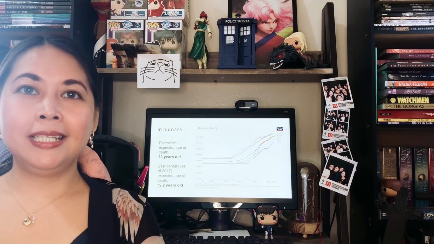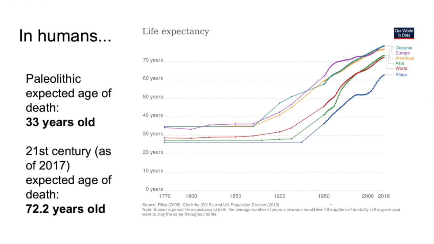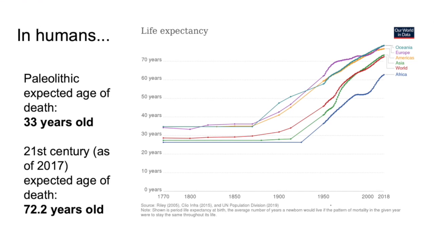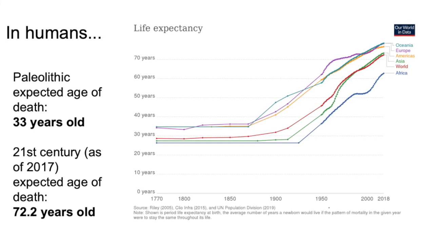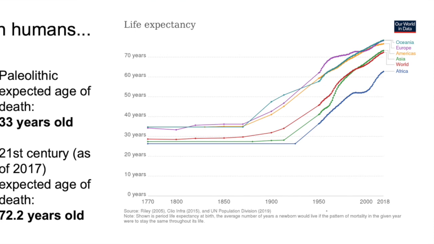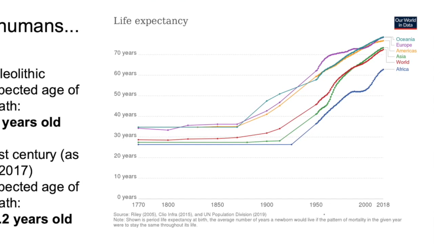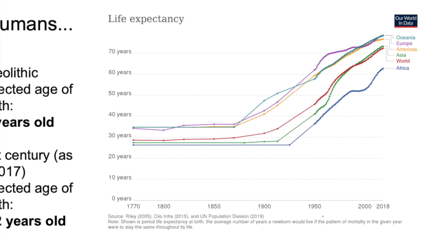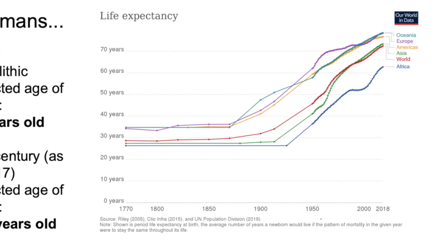In humans, life expectancy has changed over time. During the Paleolithic age, our life expectancy was to only reach up to 33 years old. But in a recent poll in 2017, life expectancy for humans is now expected to reach 72.2 years old. However, a lot of factors can affect human life expectancy.